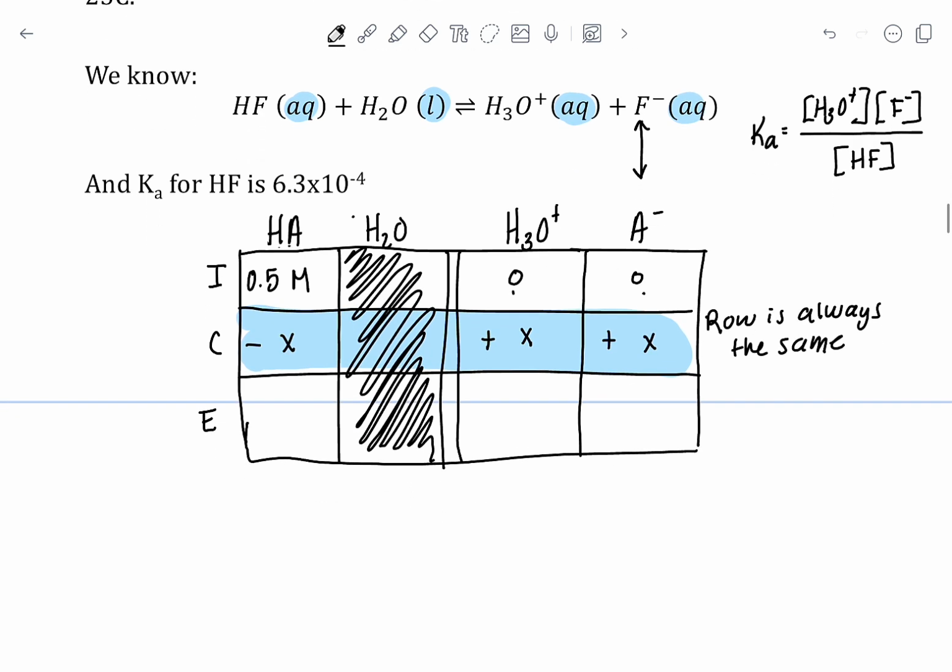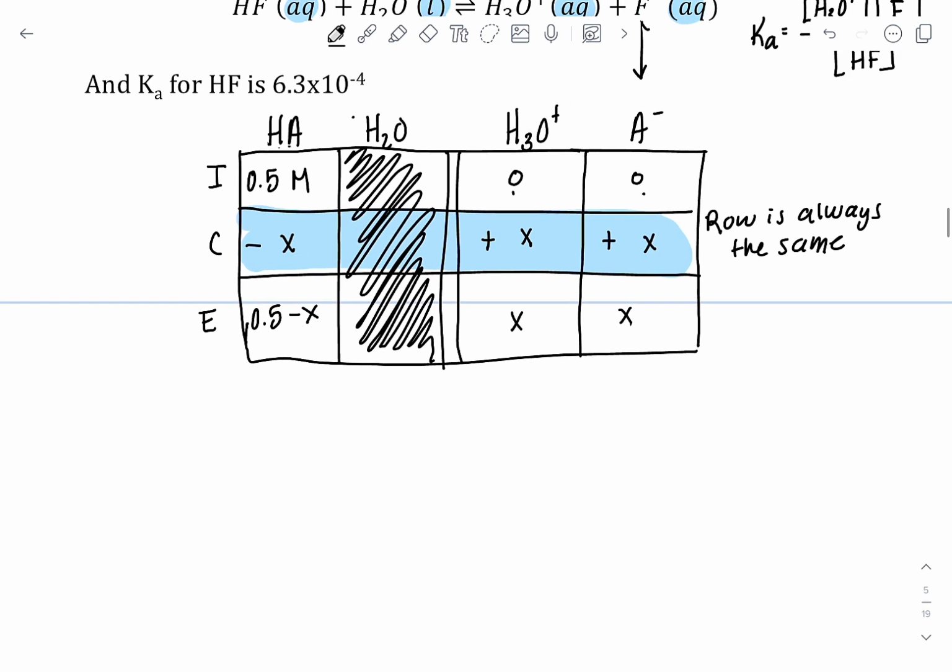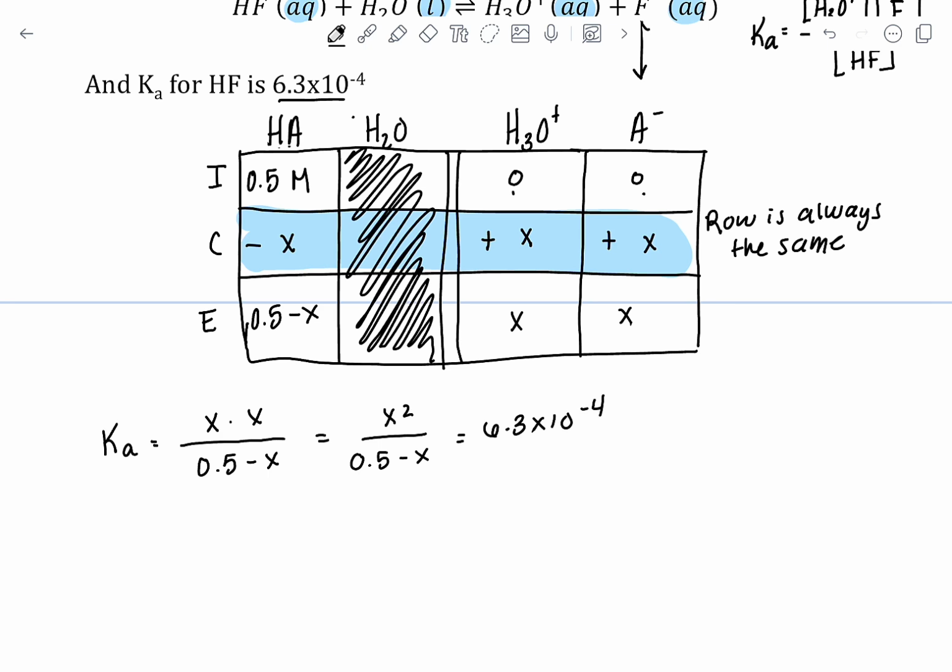Okay, so now let's add up all of these columns. So we have 0.5 minus X, and then we have X and X. So now we can plug in our E row to our Ka expression. So we get Ka is equal to X times X over 0.5 minus X, which we can simplify to X squared over 0.5 minus X. And we know Ka is 6.3 times 10 to the minus 4. So again, we just did what we did in our previous chapter.